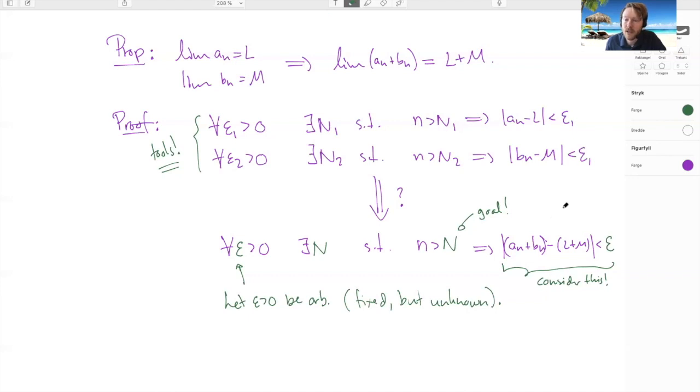And if I'm lucky, I can work with this expression here, rewrite it in such a way that this term and this term show up. Then I can apply these inequalities here with, oh, this should be a 2, with the clever choice of epsilon 1 and epsilon 2 that combine into this inequality here. So that's the mission when doing this proof.